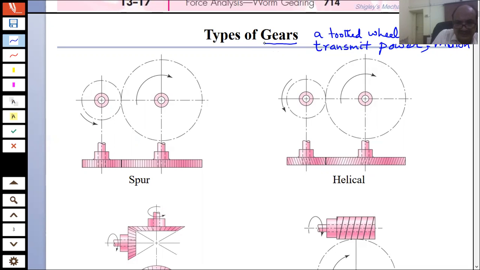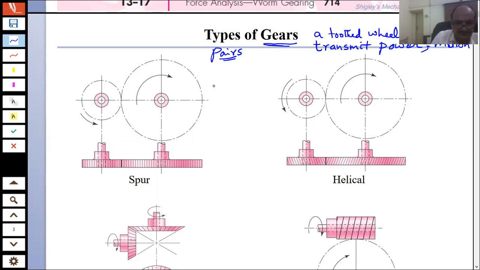And generally gears are used in pairs. So at least you would need two gears to mesh with each other so that power can be transmitted.